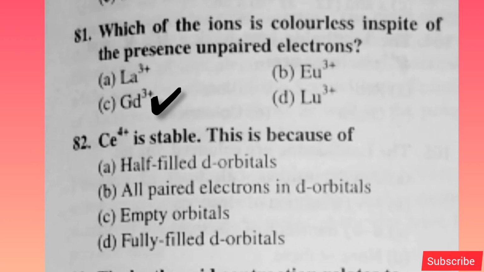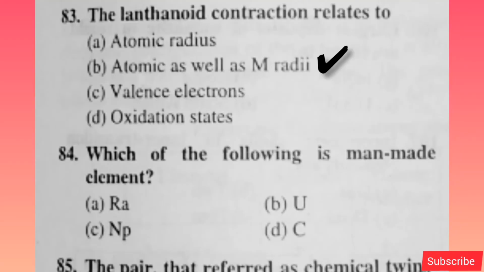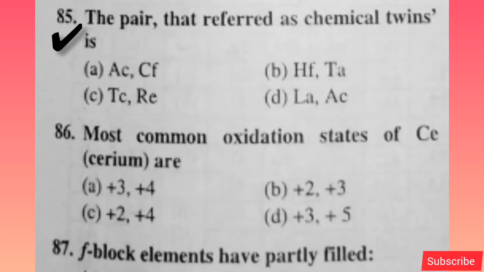Option C is correct. Ce4+ is stable. This is because of. Option C is correct. The lanthanide contraction relates to. Option B is correct. Which of the following is a man-made element? Option C is correct. The pair referred to as chemical twins is.